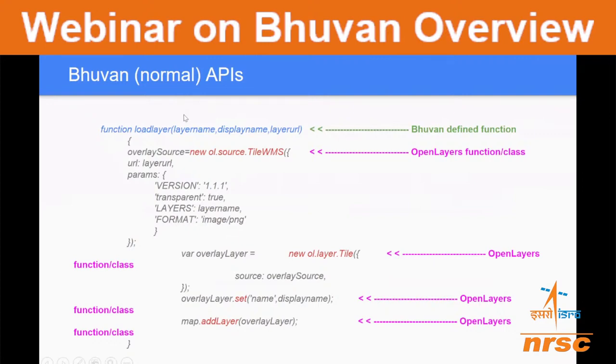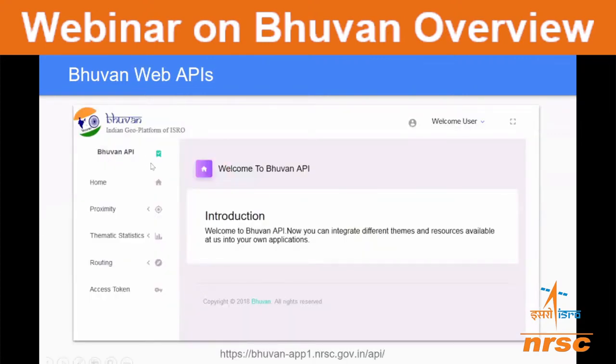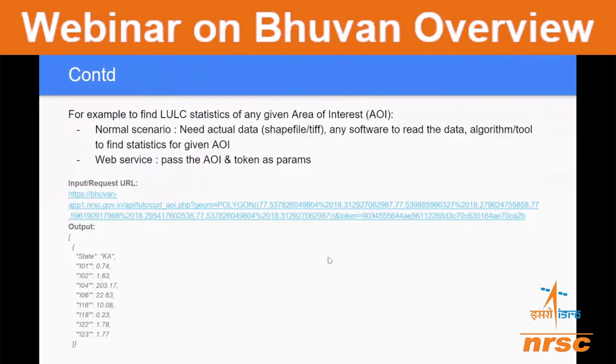Coming to Bhuvan Web APIs, we have a portal accessible at bhuvan-app1.nrsc.gov.in/api, which is our Bhuvan API homepage. We regularly update this page with new APIs whenever they are available. I will show you a demo also in a further part of the presentation.